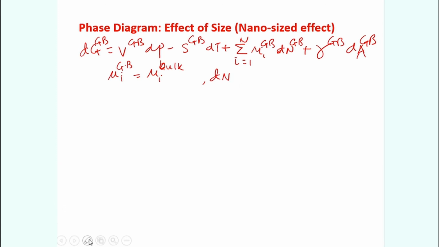For any component i, this bulk must be equal and negative for that component to grain boundaries. What does it mean? That means if you have a transport of mass from the grain to grain boundaries, the opposite is true: loss of mass to the grain and gain of the mass to the grain boundaries. So this total mass should be conserved. So dNi bulk plus dNi grain boundary must be equal to 0. There is no gain, no loss.